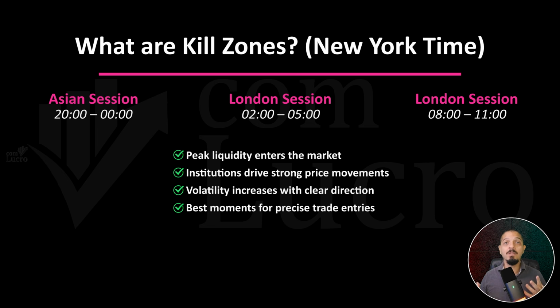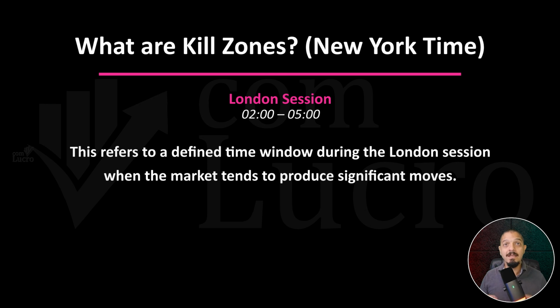Now, before we go deeper, let's start by understanding what kill zones actually are. Kill zones are simply specific times during the day when a large amount of liquidity enters the market, creating strong trading opportunities. In this video, we will focus specifically on the London kill zone. This refers to a defined time window during the London session when the market tends to produce significant moves. But first, let's see how to identify the London kill zone directly on your chart.